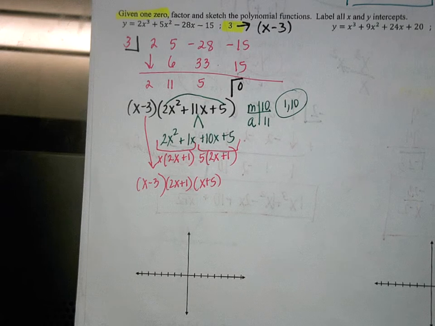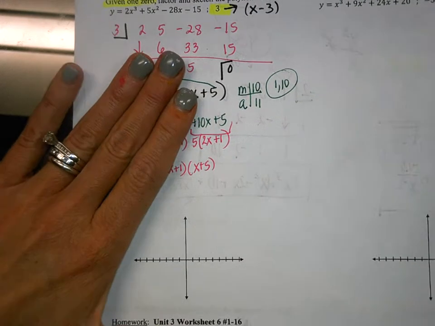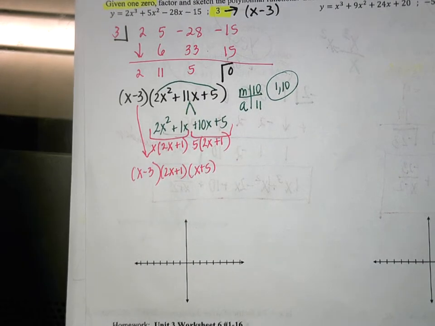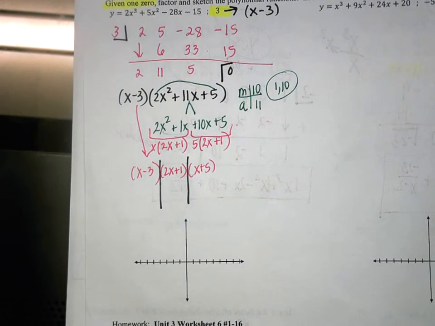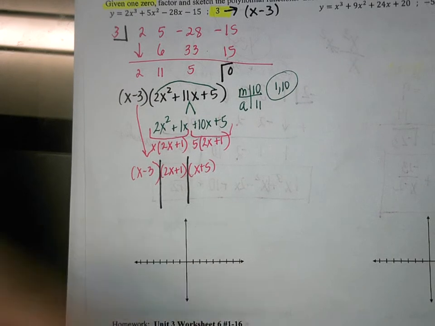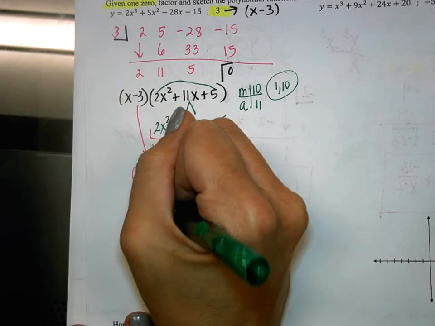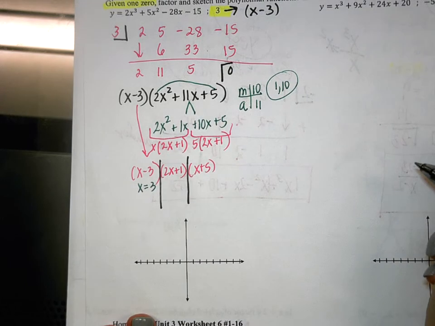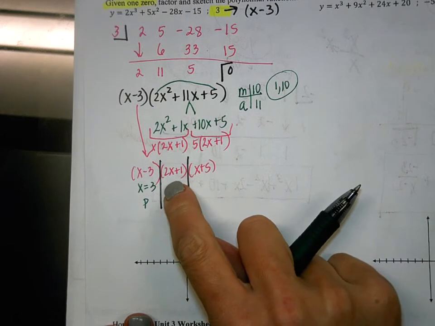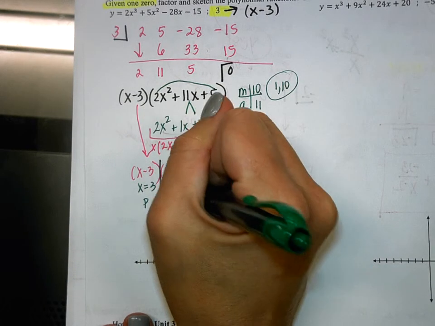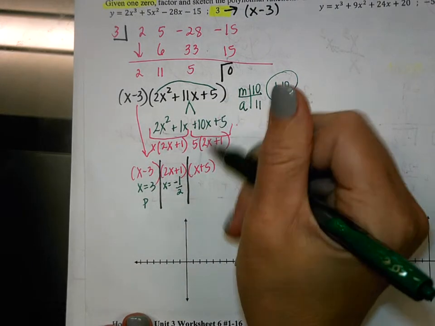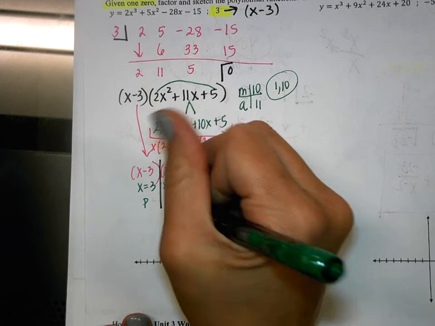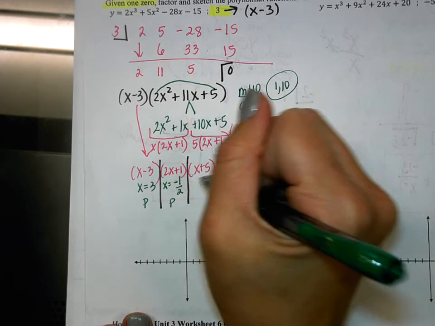At this point, this should all be familiar. The next thing we're doing is finding our zeros, the points on the x-axis. This is going to be x equals what? 3. Will it pass or bounce? Because why? Multiplicity of 1. Can you do this one in your head? What is it? Negative 1/2. Because you'd subtract 1 and then divide by 2. Pass or bounce? And this last one is going to be? Pass or bounce?